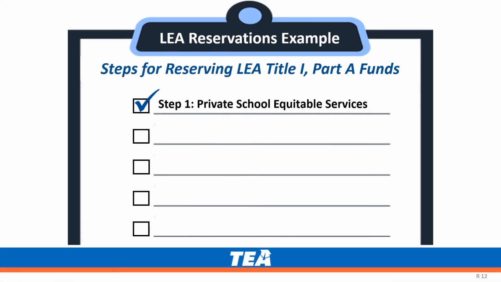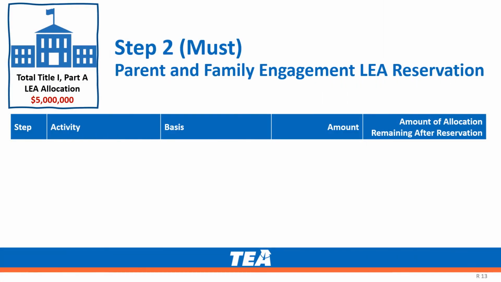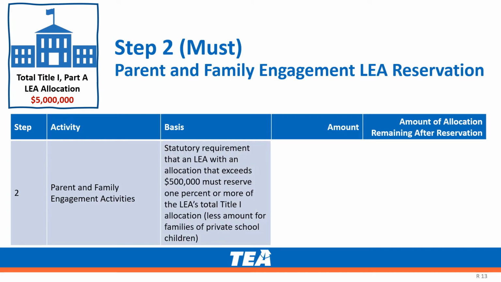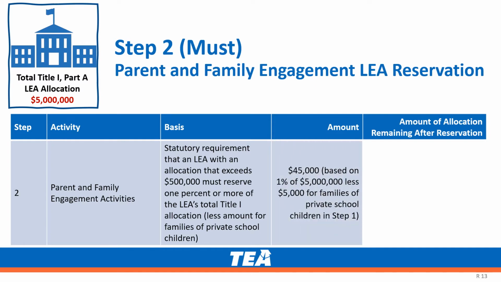Now that we have examined Step 1, let's take a look at Step 2, which includes the LEA reservation for parent and family engagement activities. In Step 2 of the LEA reservation process, since the LEA's total Title I allocation exceeds $500,000, the LEA must allocate at least 1% of its total allocation for parent and family engagement activities, which is $50,000.